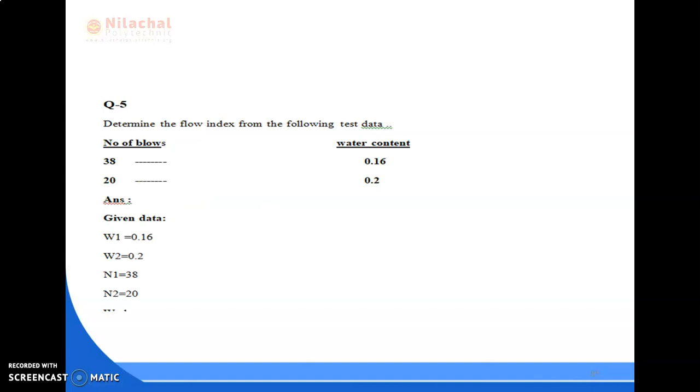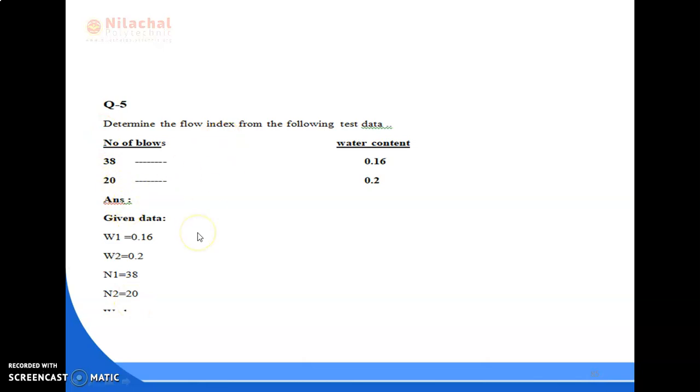Another question, question number 5. Determine the flow index from the following test data. Here we have to find out the flow index. Here it is given number of blows 38, for number of blows 38, water content is 0.16. Again for number of blows 20, water content is 0.2. This much given. From the given data we have to find out flow index. So the given data, W1 equal to 0.16, W2 equal to 0.2, N1 number of blows, N1 equal to 38, N2 equal to 20. These are given.